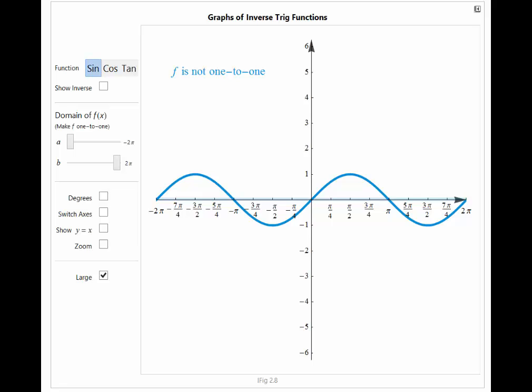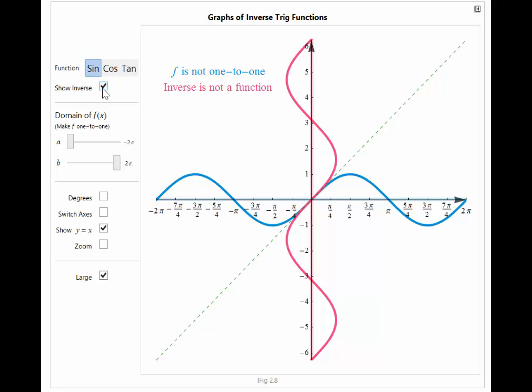We want to apply what we know about inverse functions from algebra to our trig functions. Here we have the graph of sine, and we see that it is not one-to-one. If we were to reflect this graph around the line y equals x, if we look at the inverse, we see that the inverse is not a function. The inverse would not pass the vertical line test, and that is because f, the sine wave, does not pass the horizontal line test.